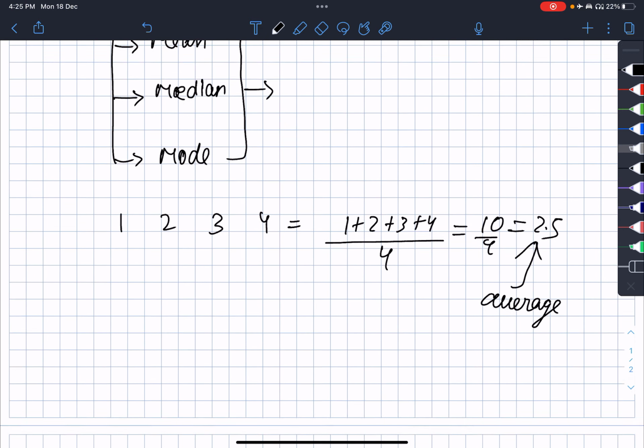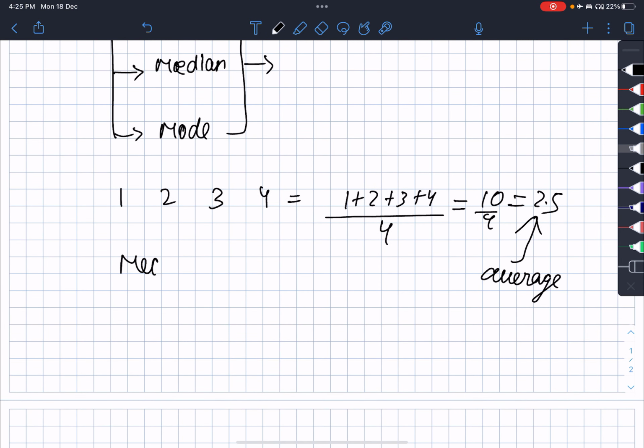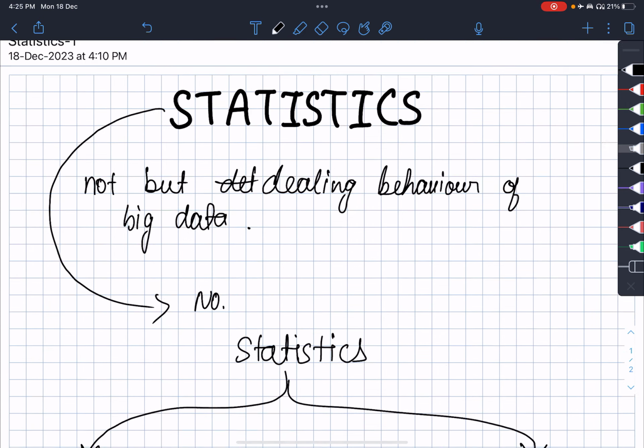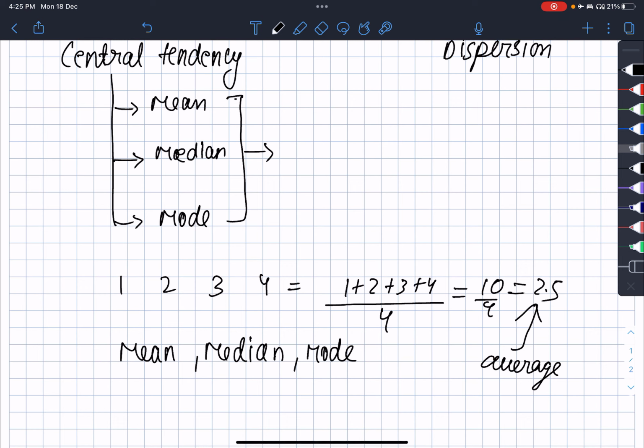We'll be covering more of the mean, the median, and the mode in the later parts. So this is the introduction only. We'll be seeing in the next part.